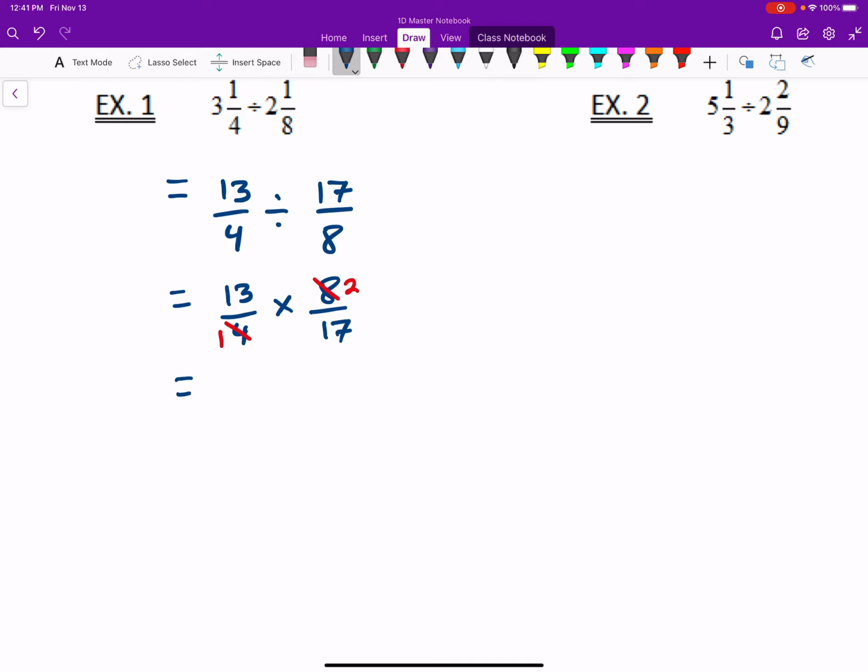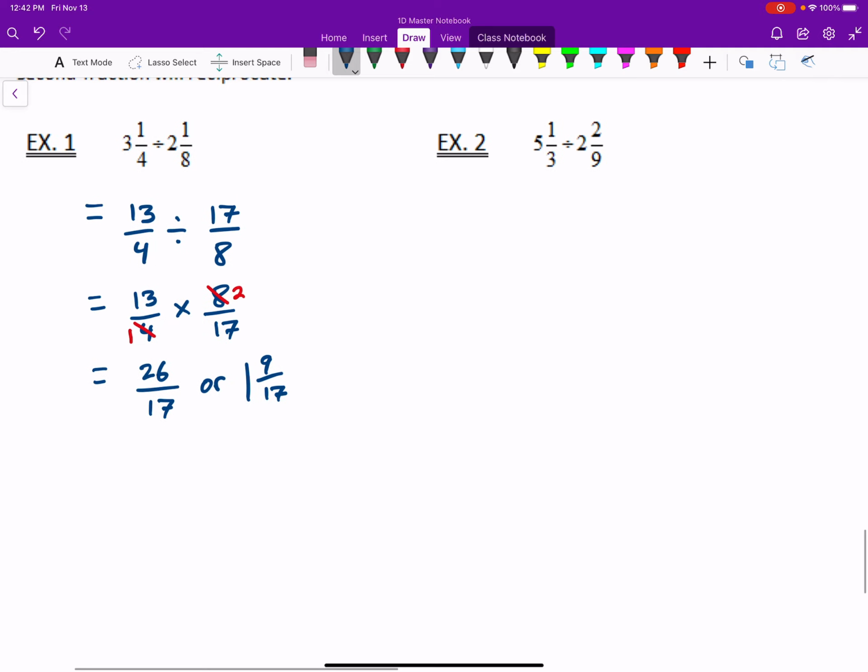I don't see anything else that reduces, so I do 13 times 2 is 26. 1 times 17 is 17. And now I don't need to reduce later with bigger numbers. It's already as low as it can go. And as an improper fraction, 17 goes into 26 once with 9 left over, so I could write it like that. Here's another example, exact same idea.